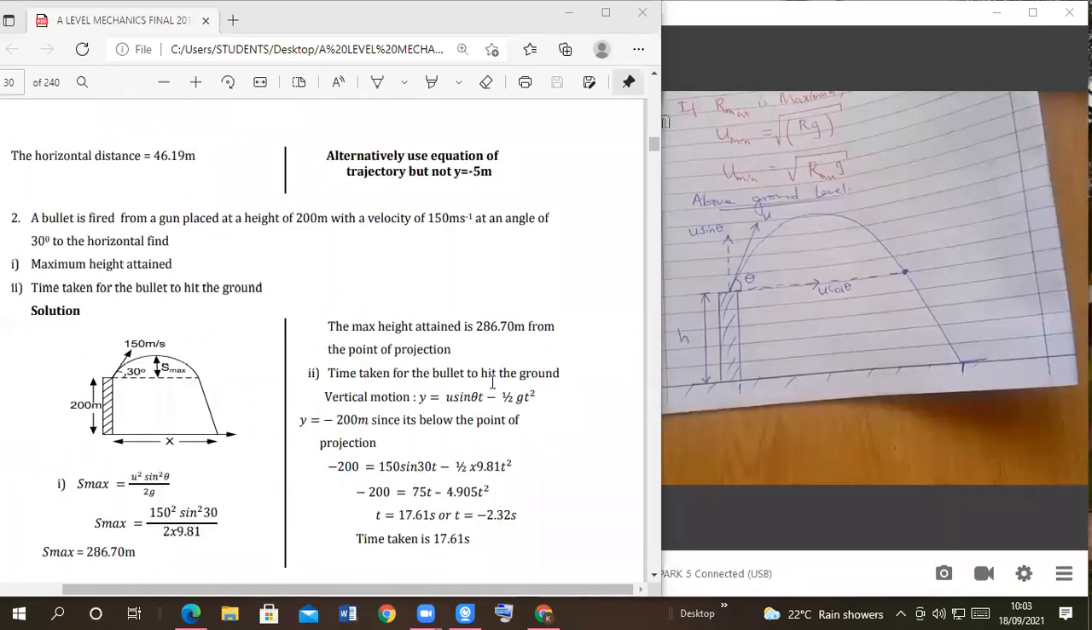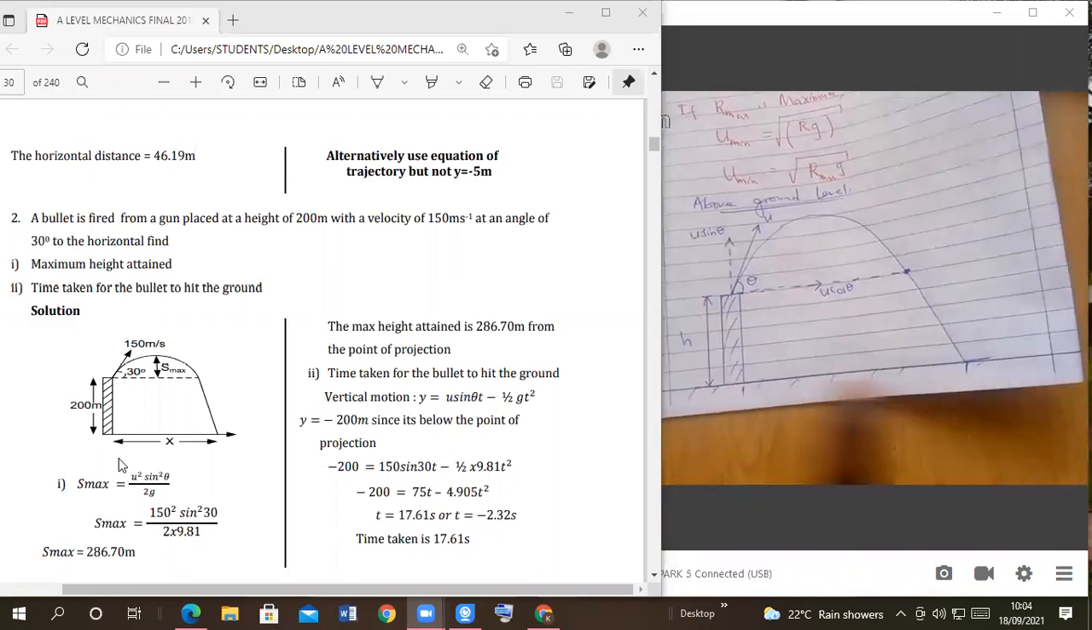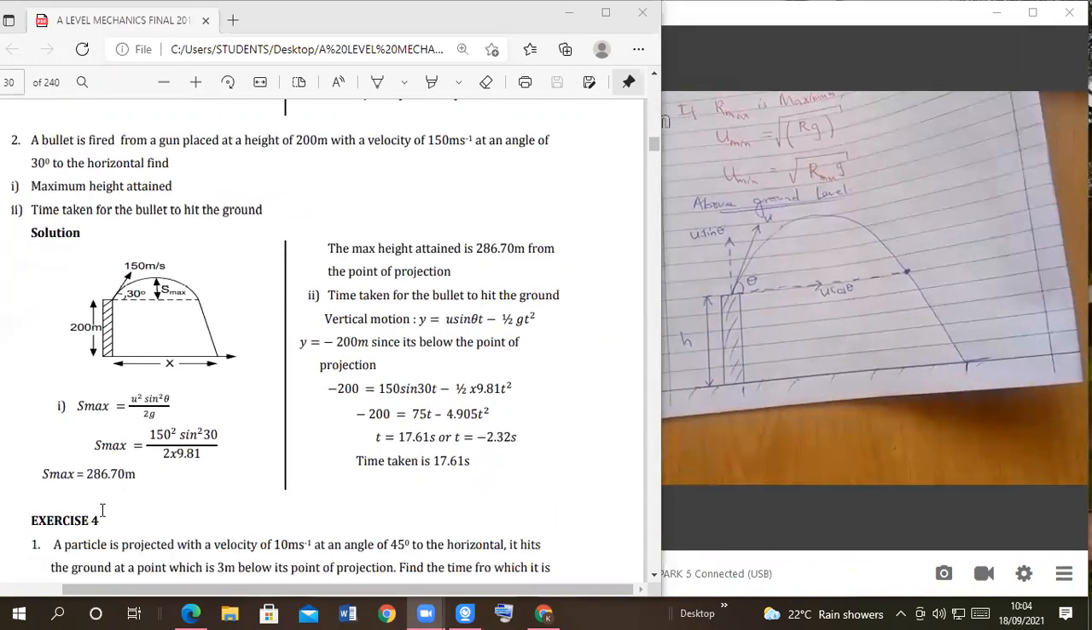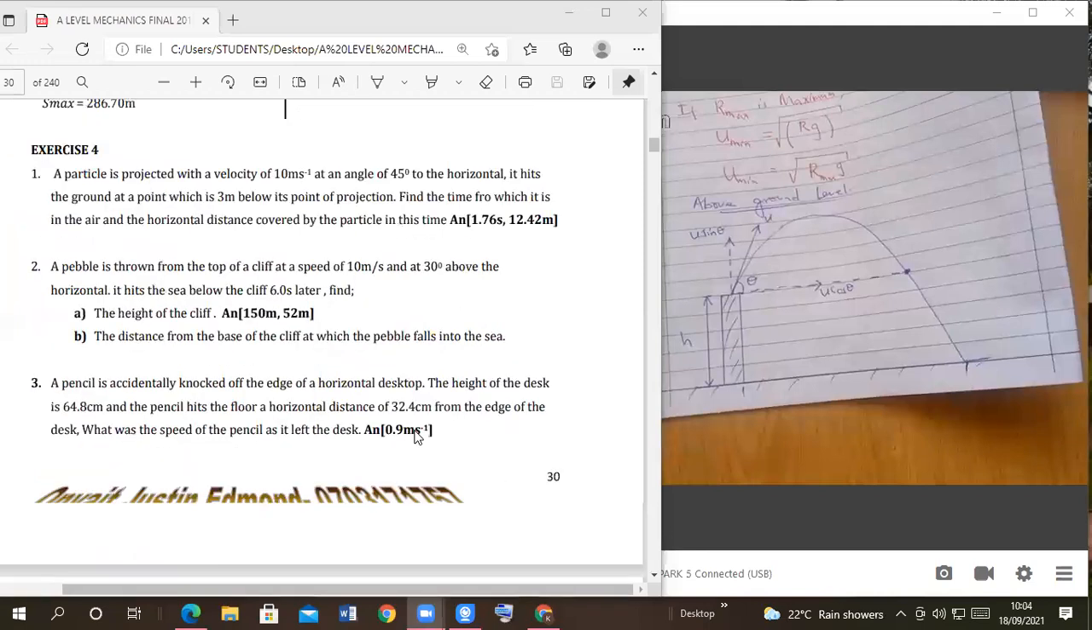Are we together, members? Steven? Yes, teacher. So that's a matter of playing around with those formulas. Even the same applies in question 2, just a matter of playing around with those formulas, finding this horizontal distance.